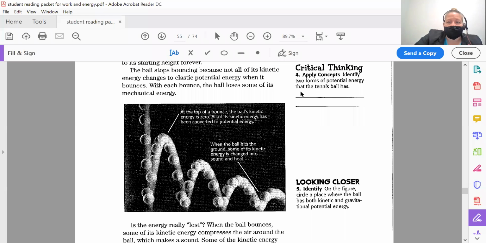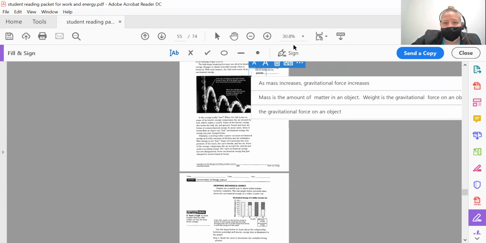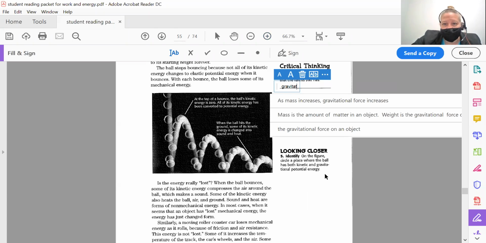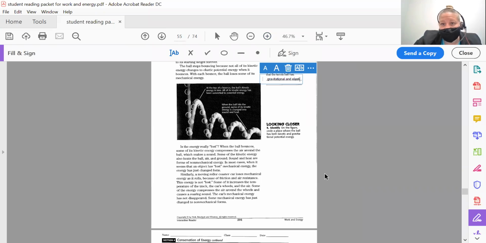Okay, so two forms of potential energy that the tennis ball has. Okay, so it's going to have gravitational and elastic potential energy.